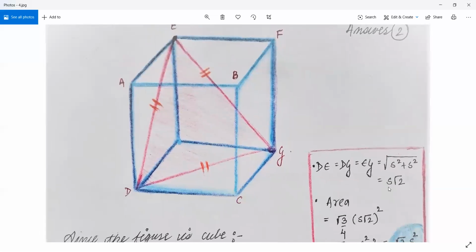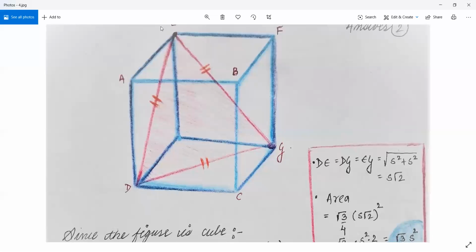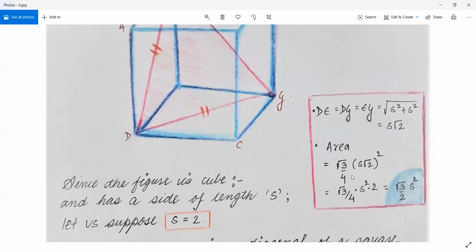That will give you s root 2 as your side, as the face diagonal of each face. That will be s root 2. So when you have one side of the equilateral triangle, the area can be calculated as root 3 by 4 a square, right? In place of a, I wrote s root 2 whole square.